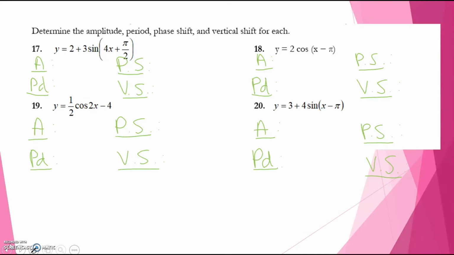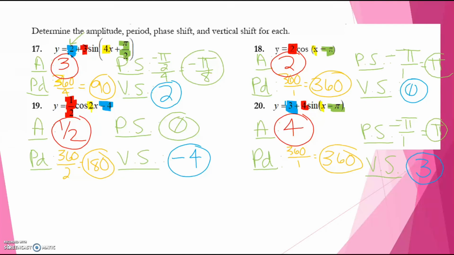So now for 17 through 20, go ahead and find the amplitude, period, phase shift, and vertical shift for each of these like you did yesterday. Do notice that some of these have the D out front, so that 2 right there is actually the D, so that would be the vertical shift. It's just out front instead of behind the back. So go ahead and do that, pause the video, and see if you got the right answers. Go ahead and check your answers and make sure that what you did is right.